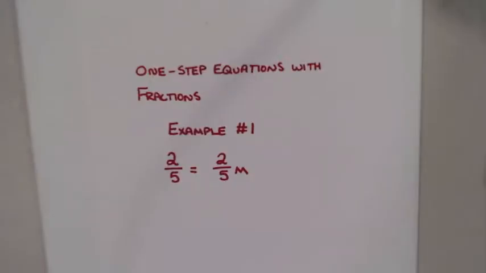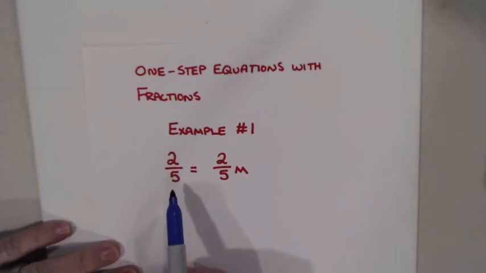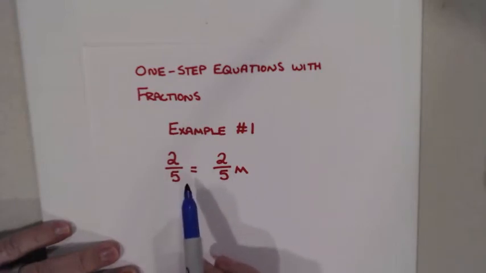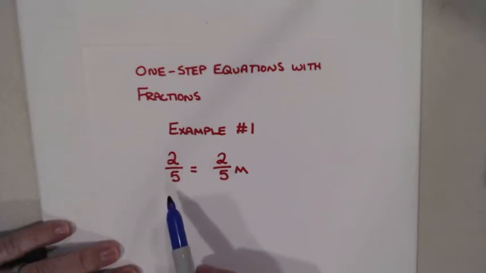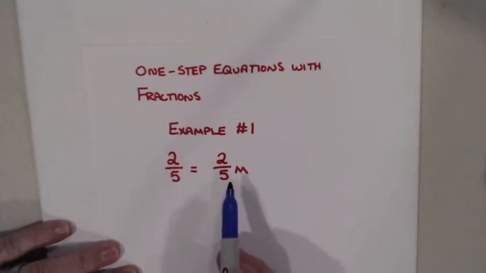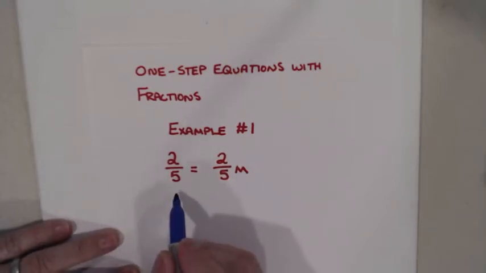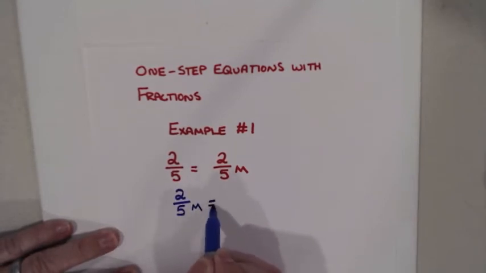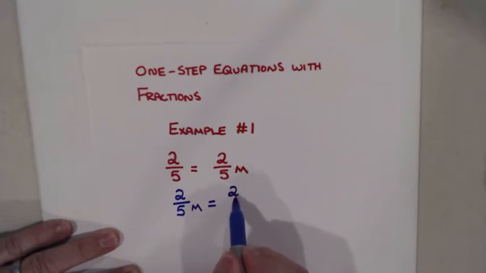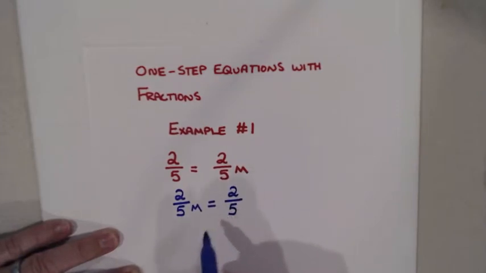So we're going to go over one-step equations that have fractions in them. So this equation isn't in the order I would like it to be in. I like my variables to be over here on this side. So what I'm going to do is flip this equation around. I'm going to put 2/5 m over here on this side, and I'm going to take that other 2/5 and put it over on the other side.